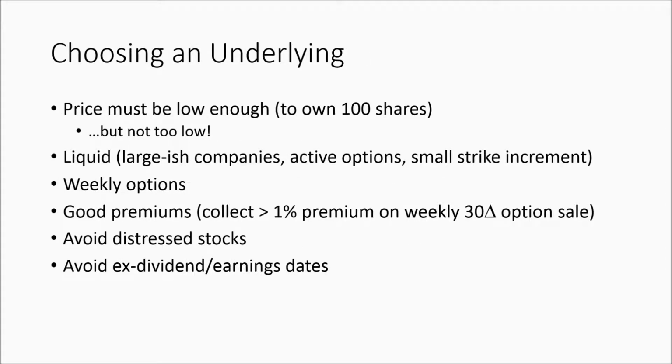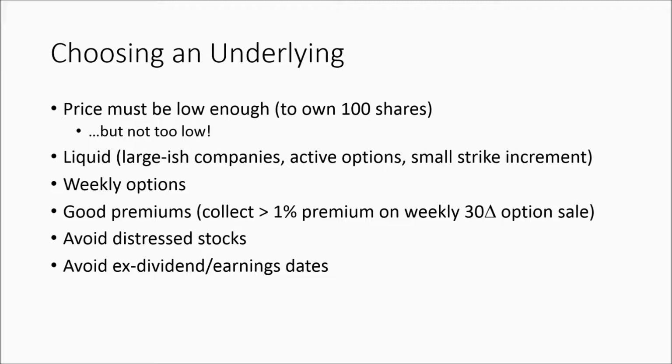So here's my thought process on how to choose an underlying security for the options wheel. First, you have to choose underlyings that have a low enough stock price. For instance, SPY is close to $400 per share at the time that I record this video. So in a $25,000 account, I can't even own 100 shares. I'm typically looking for shares that are between $15 and $50 per share.